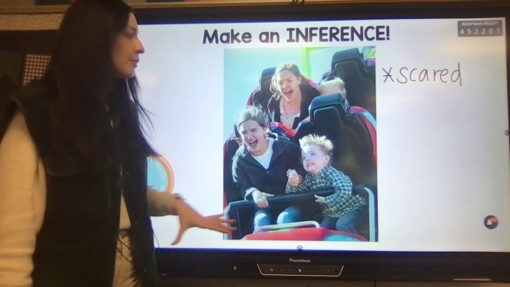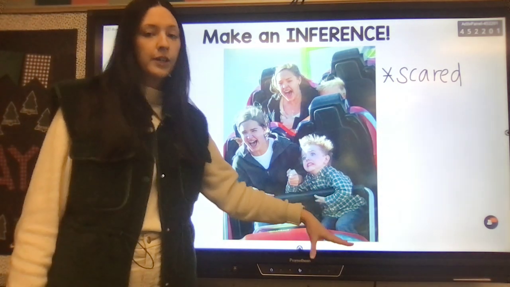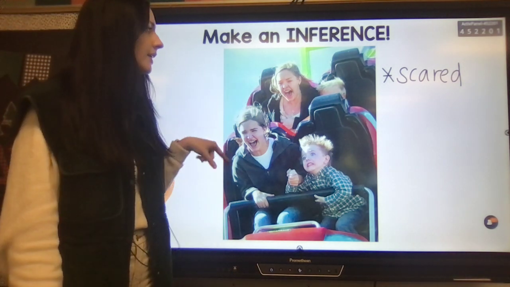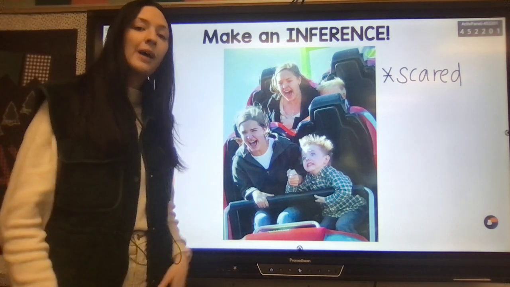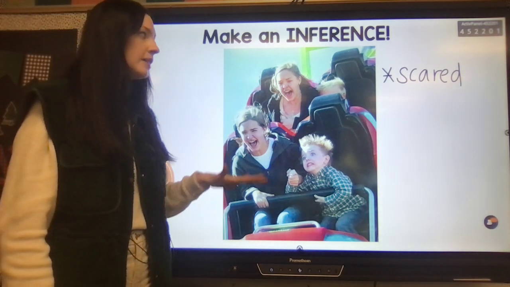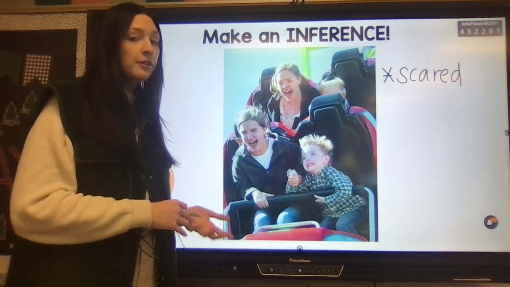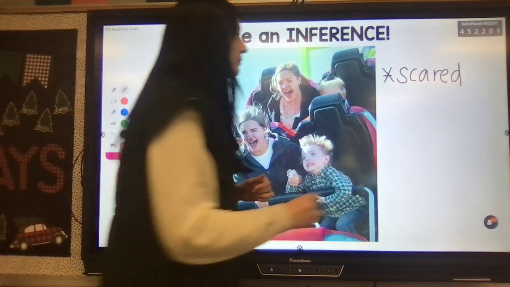Then if I look at the rest of the picture, I see that they're sitting in seats. They've got this little bar going across their lap, and they're kind of angled down, right? These girls look like they're screaming. Like we said before, it looks like their hair's being blown back. So all of those things, based on the clues from the picture and what I already know, my background knowledge, I'm going to make an inference that they're on a roller coaster.